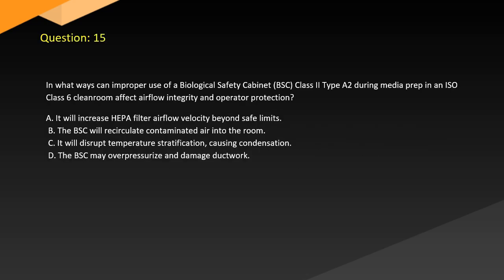Question 15. In what ways can improper use of a biological safety cabinet (BSC) during media prep in an ISO Class 6 cleanroom affect airflow integrity and operator protection? A. It will increase HEPA filter airflow velocity beyond safe limits. B. The BSC will recirculate contaminated air into the room. C. It will disrupt temperature stratification, causing condensation. D. The BSC may overpressurize and damage ductwork.